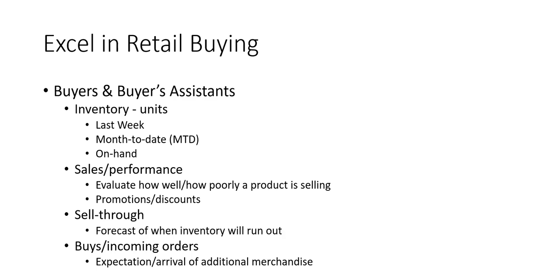Buyers and buyer assistants can also evaluate the sales and performance of a product to determine how well or how poorly it is selling, and assess promotions and discounts, which may help sell the merchandise faster. Sell-through is a term that is used in regard to the forecast, when inventory will actually run out or you will sell through all of your product assortment. We can also use Excel to assess the buys and incoming orders, which is the expectation or the arrival of additional merchandise of the same product.